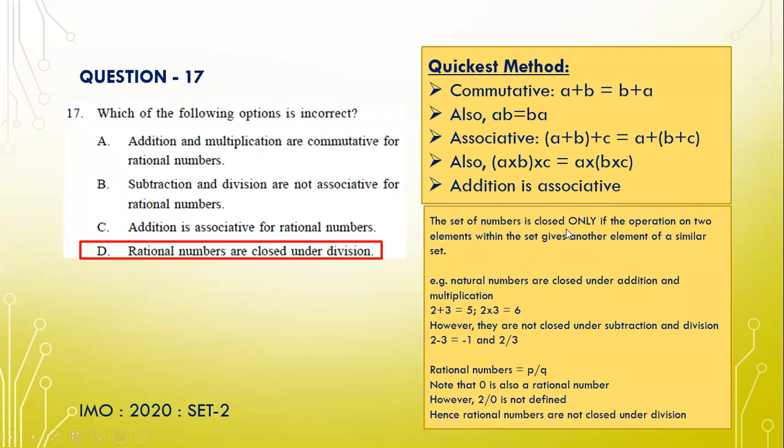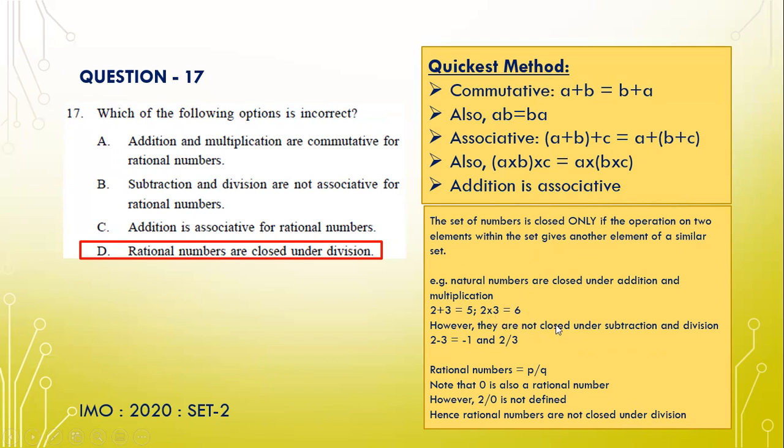A set of numbers is closed only if the operation on two elements within the given set gives another element of the same set. So like 2 plus 3 is 5. Natural numbers are closed under addition and multiplication, isn't it? 2 plus 3 is 5. 2 into 3 is 6.